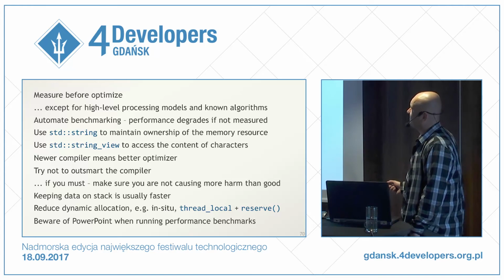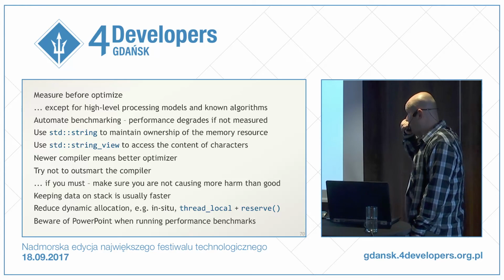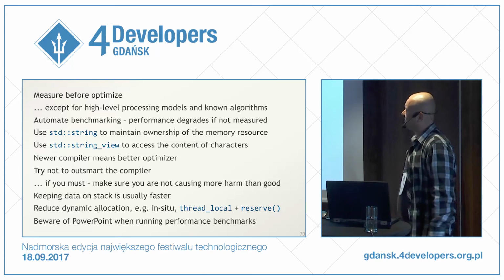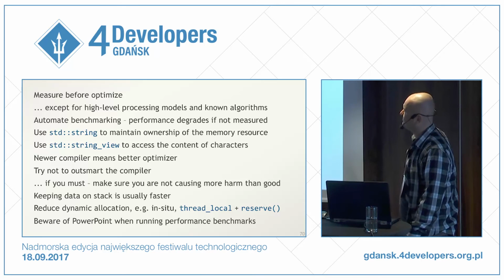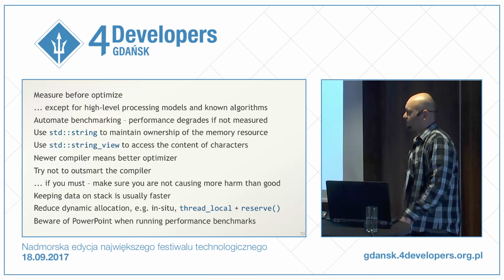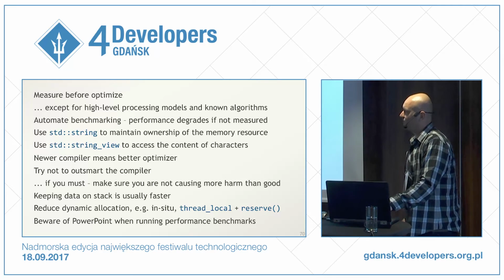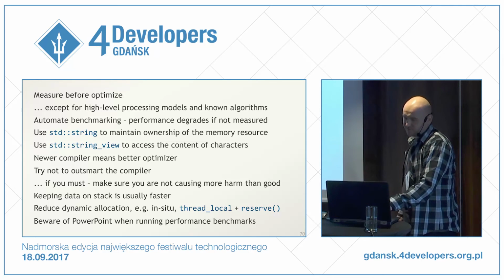It's best to automate the benchmarking, because if performance optimization is a one-time action in your project, then the performance will degrade over months with every commit made to the repository.